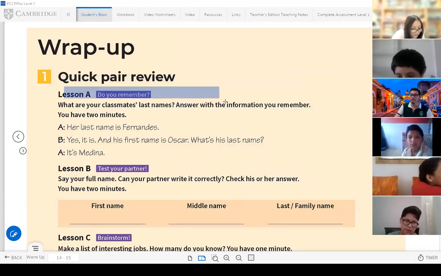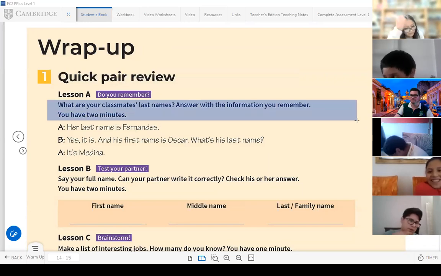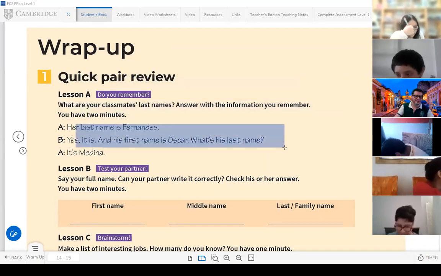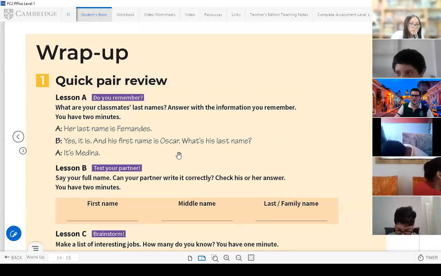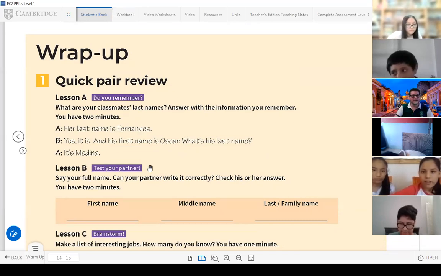For example, do you remember what your classmates' last names are? Answer with the information you remember. Now, this is going to be easy, because you know the last names, right? Ustedes me van a decir who's the person. Yo voy a decir su last name y ustedes me van a decir quién es la persona de su classroom. His last name is Tello. Paredes Tello.